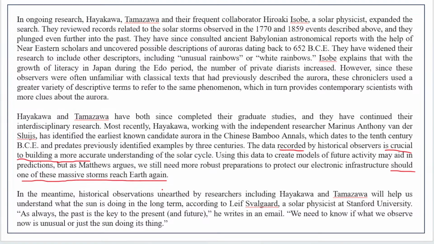According to Leif Svalgaard, a solar physicist at Stanford University. So that is what Leif Svalgaard feels. As always, the past is the key to the present and future, he writes in an email. So this is what Leif says. ठीक है, that we need to understand past in order to understand present and future. We need to know if what we observe now is unusual or just the sun doing its thing.